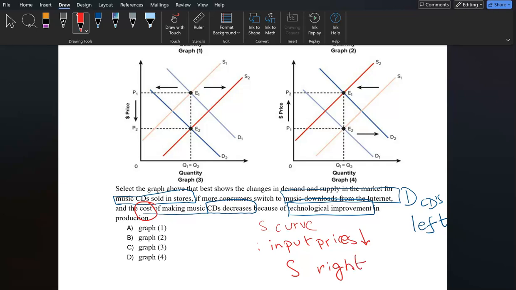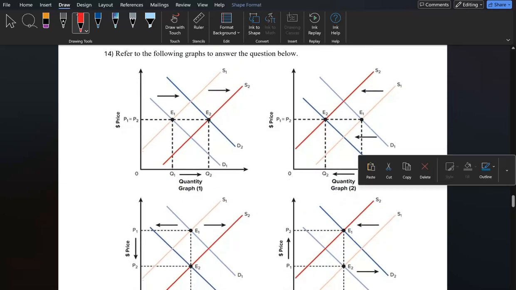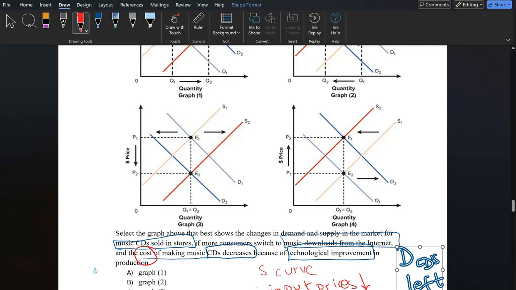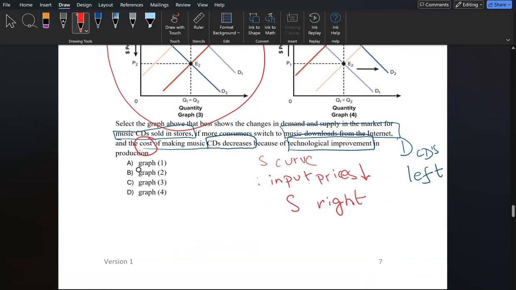So we need a situation where the demand curve is shifting to the left and the supply curve is shifting to the right. So this is our answer. Demand curve shifts from D1 to D2 and the supply curve shifts from S1 to S2. That's graph 3.